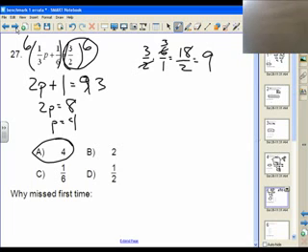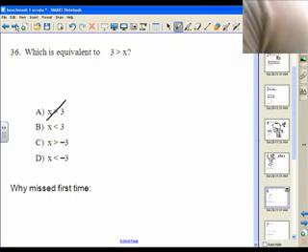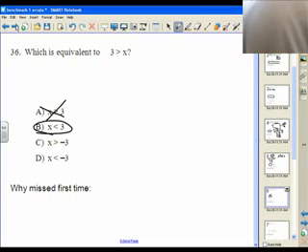Questions? So David, do you see where you... All right. Number 36. What is equivalent? 3 is greater than x? Well, it's not going to be this one because x is less. Is this equivalent? Yes, it is. That's not. And that's not.